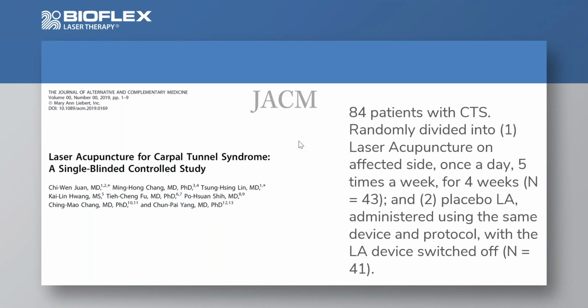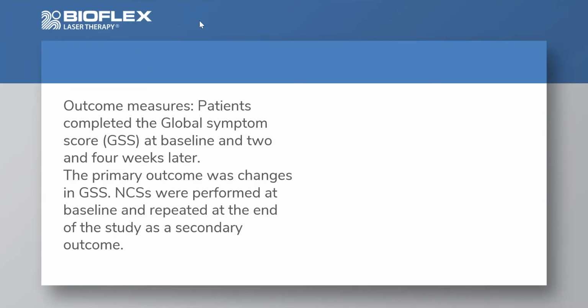So they looked at 84 patients with carpal tunnel. They were randomly divided into either laser acupuncture or placebo laser acupuncture. LA is laser acupuncture. And they were assessing global symptom score at baseline, 2 and 4 weeks. And the primary outcome changes were looking at any changes in this GSS as well as EMGs.